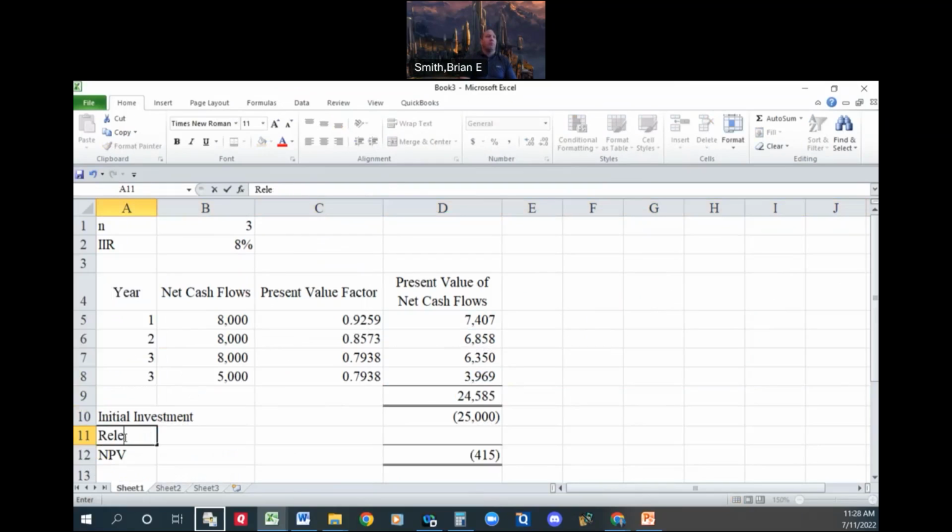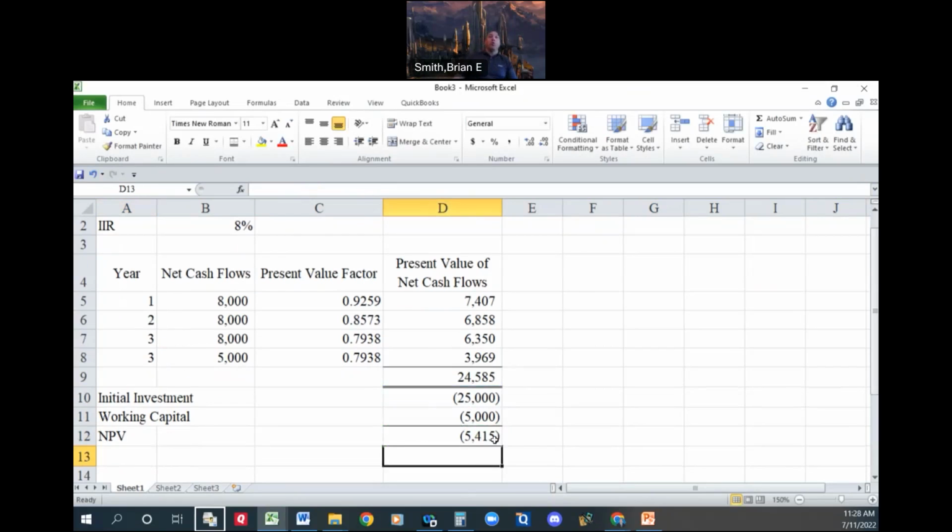Working capital release, so you'd have a subtraction of 5,000 there too. And so your net present value now has to factor in that as well. And so now you're worse off. Okay, working capital is important, and it will be something that's factored in a lot of these analyses as well.